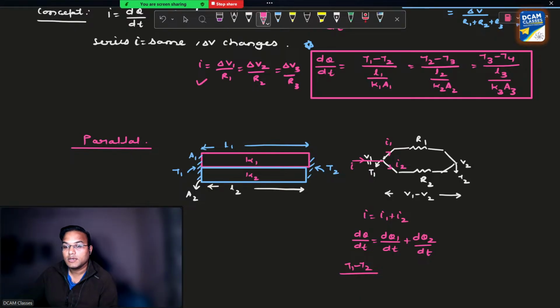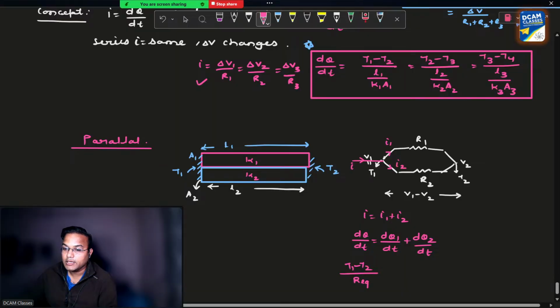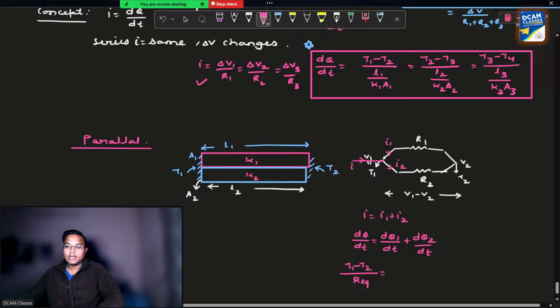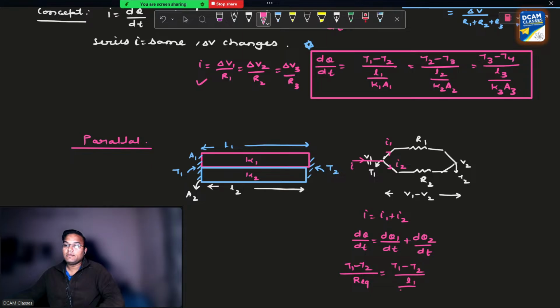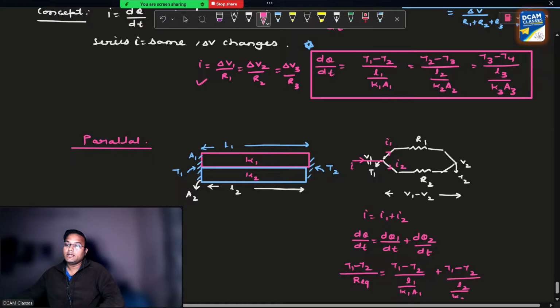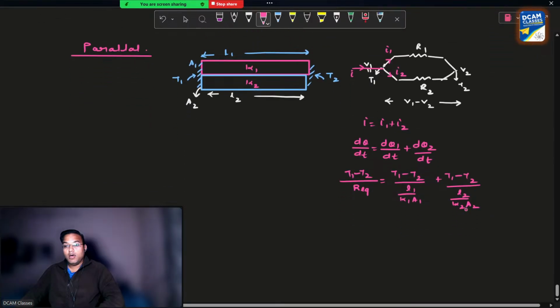No. We do not know, right? R equivalent, you write. We do not know the equivalent length and all, but write R equivalent like that. So it will be T1 minus T2 divided by L1 by K1 A1 plus T1 minus T2 by L2 by K2 A2. Like that you can do. Where R equivalent we do not know.